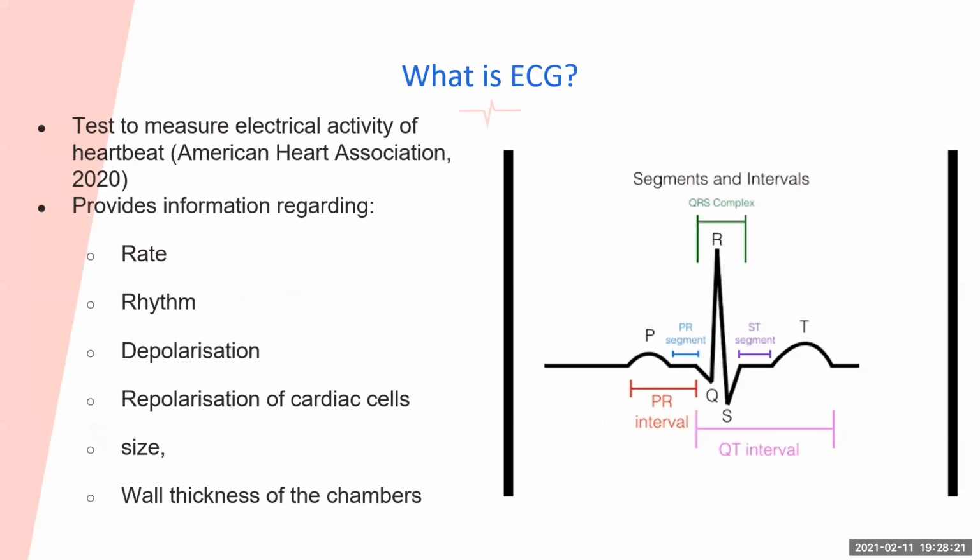So it will provide information regarding the heart rate, the rhythm, whether it's sinus or not, the depolarization and repolarization of the cardiac cells, the size of the heart, as well as the wall thickness of the chambers. So bear in mind that some abnormal features in adults are considered normal in a child's ECG, and usually the features in ECG vary with age.